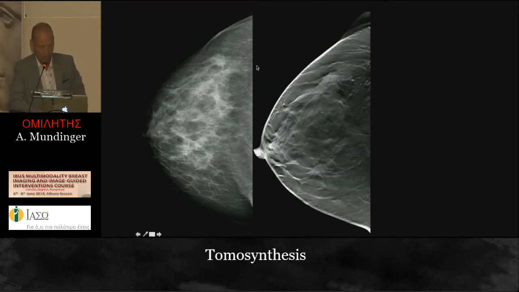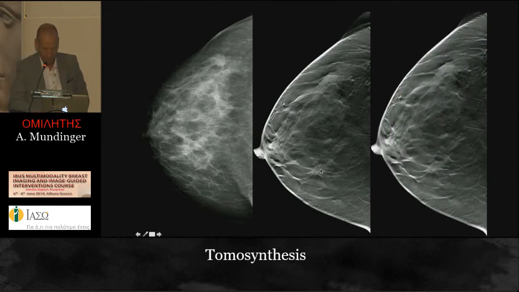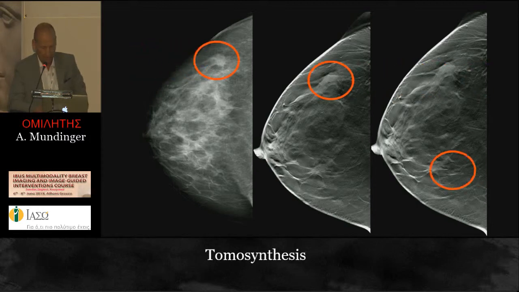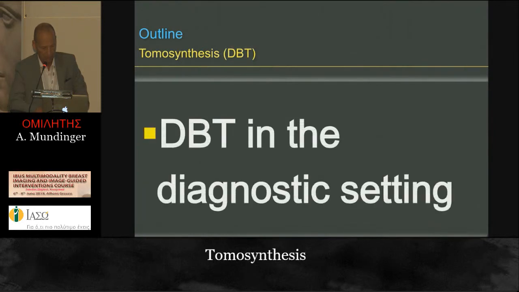This is a clear cancer, first view. In the lateral hemisphere, this is the corresponding DBT. But you see there's a second finding. And this is definitely also a second cancer, very difficult, nearly not to see in the classical digital mammography.